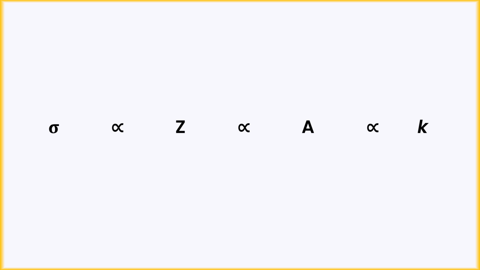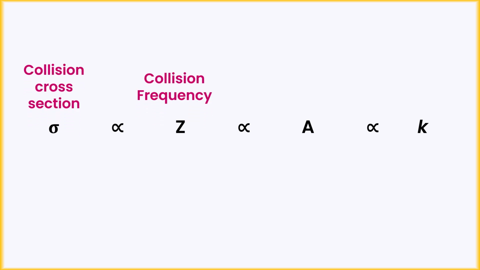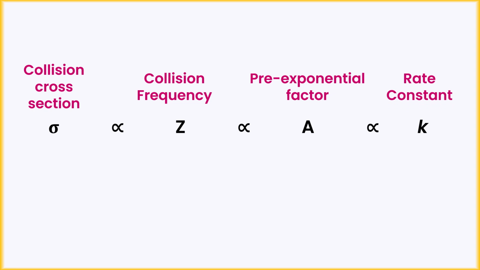Let us now see how the collision cross-section affects the rate constant. When the collision cross-section increases, the collision frequency also increases. This leads to an increase in the pre-exponential factor and consequently increases the rate constant of the reaction. This shows that collision cross-section plays a crucial role in determining the rate of a reaction.